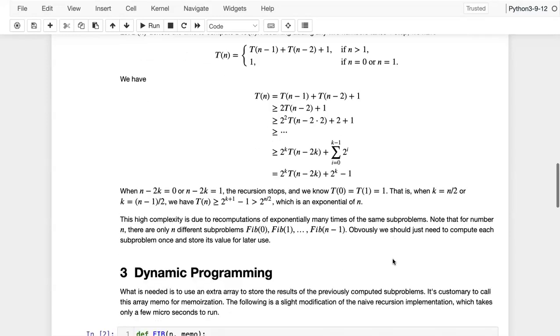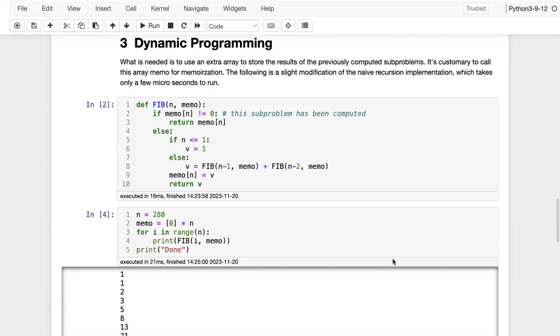All right. So now we know we want to record the results to subproblems. And how do we record them? Well, in this case, we can just use an extra list to remember it. So we're going to use memo to represent memoization.